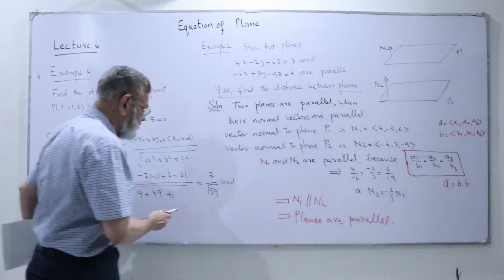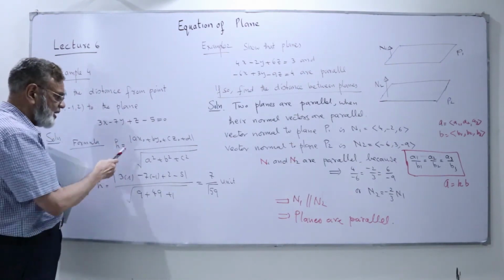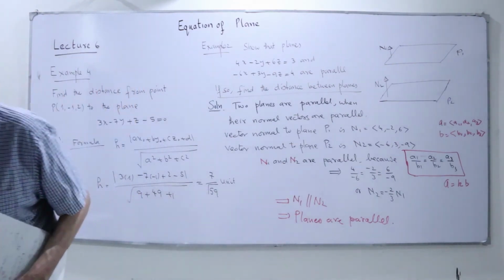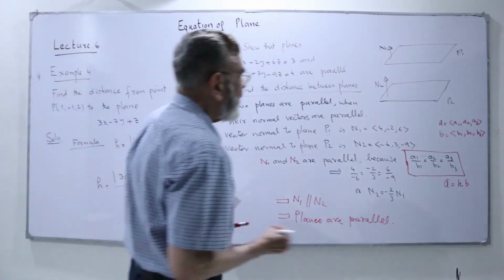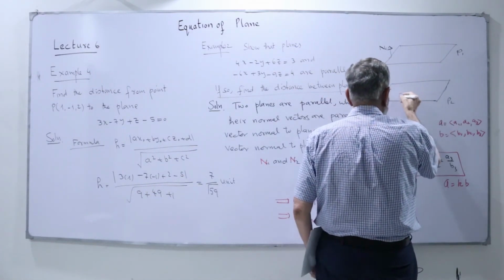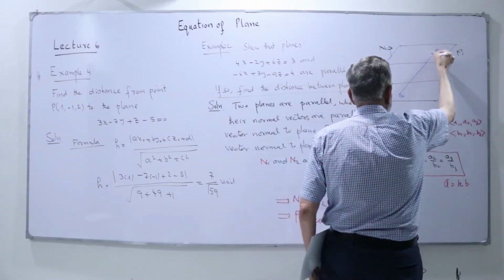One of the methods is the one we used here: we take a point on a plane and then find the distance by putting it in this formula. The second is that we take two points on the planes and then find the scalar component. We take point P1, this is my point Q, and this point is R. And I get the vector between these two planes as QR.